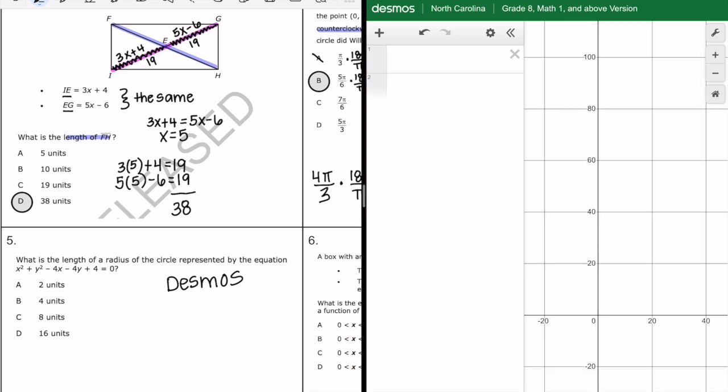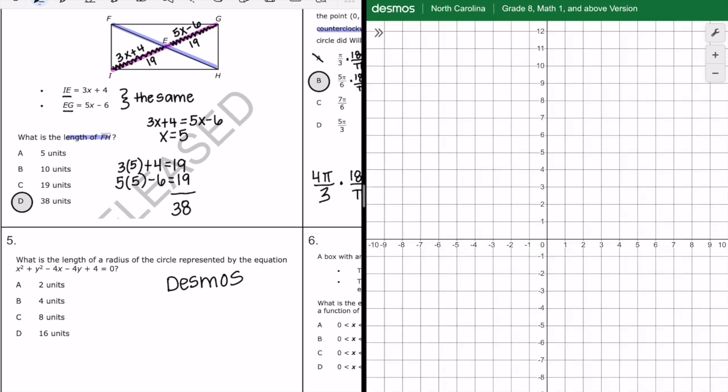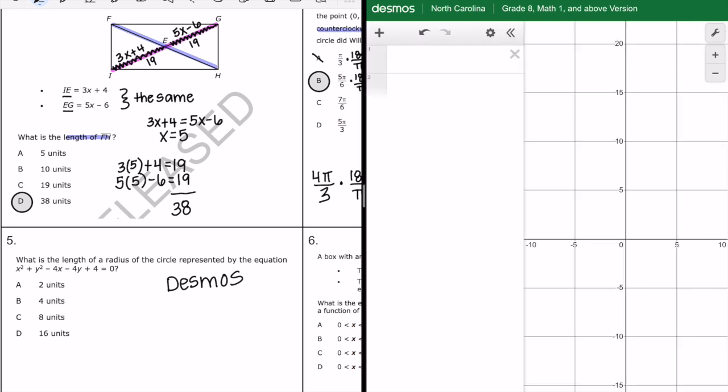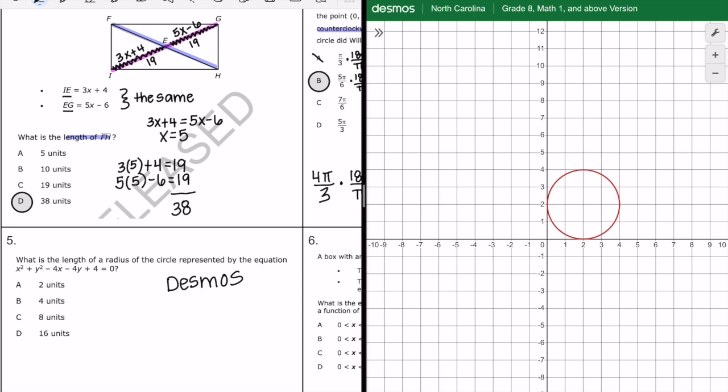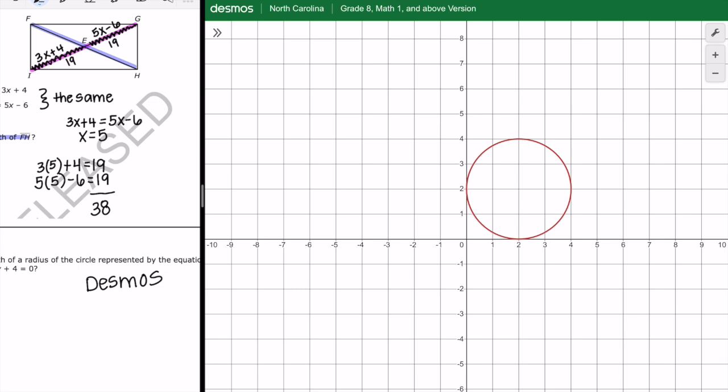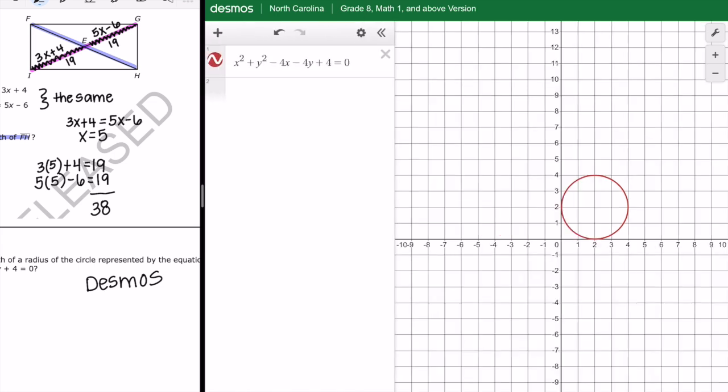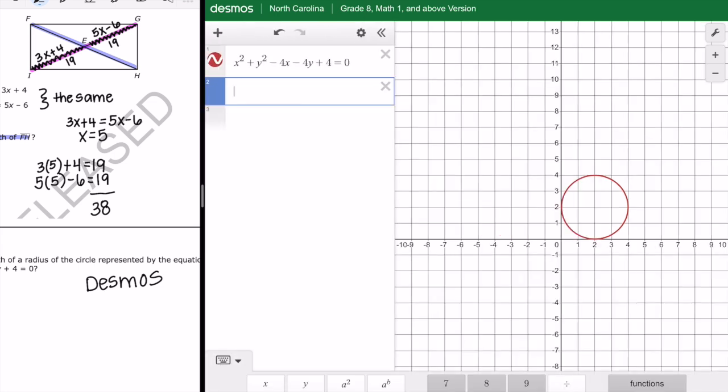And that's going to put me with 1 step and 1 unit for each thing. All right, so I'm going to go back. I'm going to put in x squared plus y squared minus 4x minus 4y plus 4 equals 0. And when I put that in, that's going to give me my circle. So I can clearly see that my center looks like it's located at (2, 2).